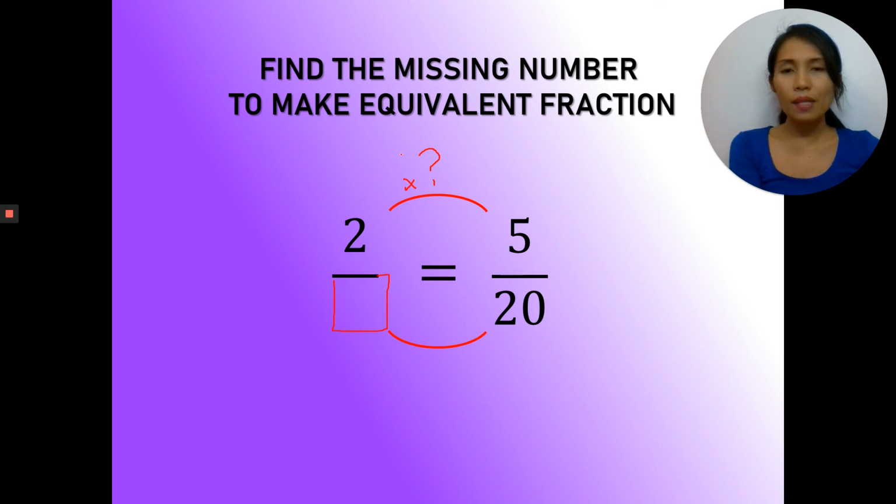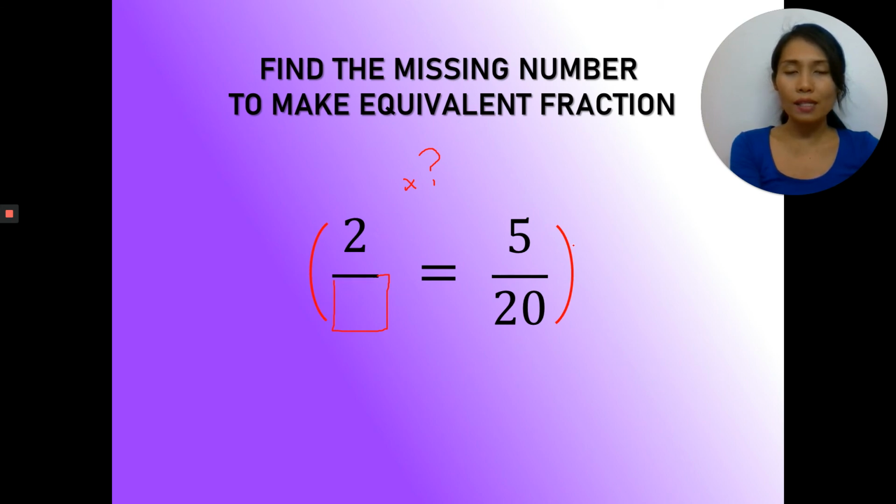Nothing. But since we cannot multiply anything from 2 to get the answer 5, we cannot proceed to the denominator. So if we cannot do this here, let's try this here. We cannot find any factor with the numerator to numerator and denominator to denominator, then let's use this on the other side.